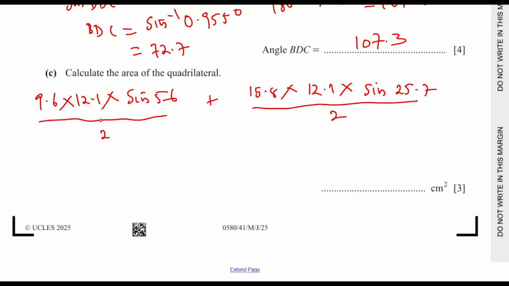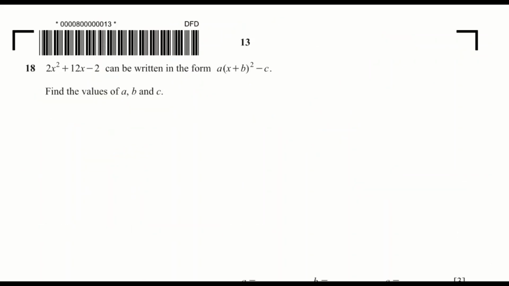So if you do this, you should get 48.1505, and this should give you 41.4535. So if you add the two together, you should get 89.6 squared centimeters. So let's go to the next question. That will be question 18.